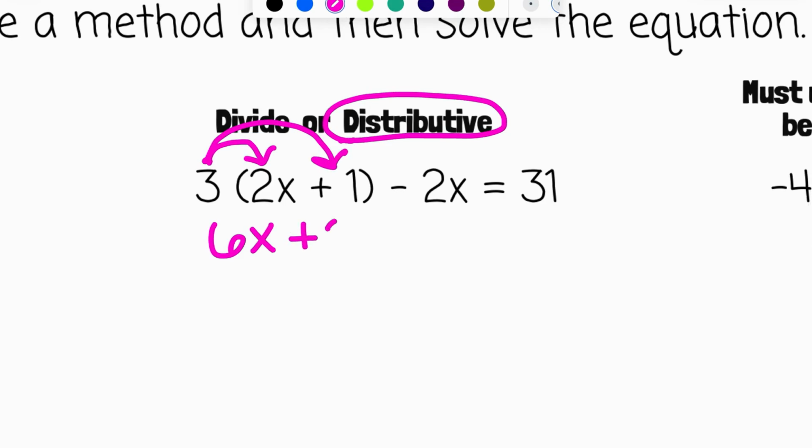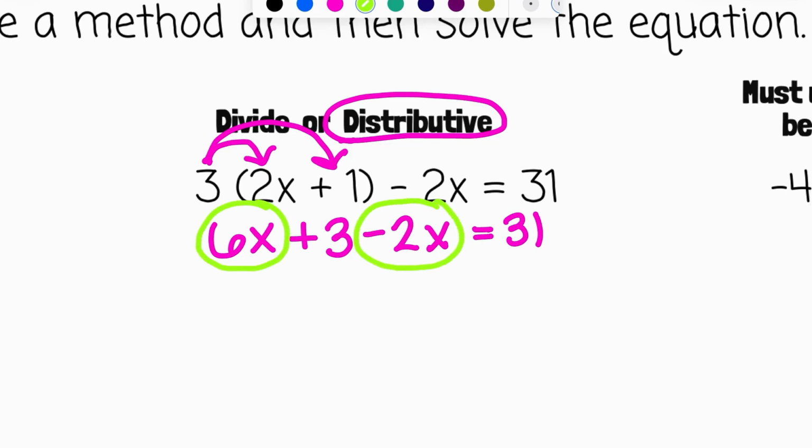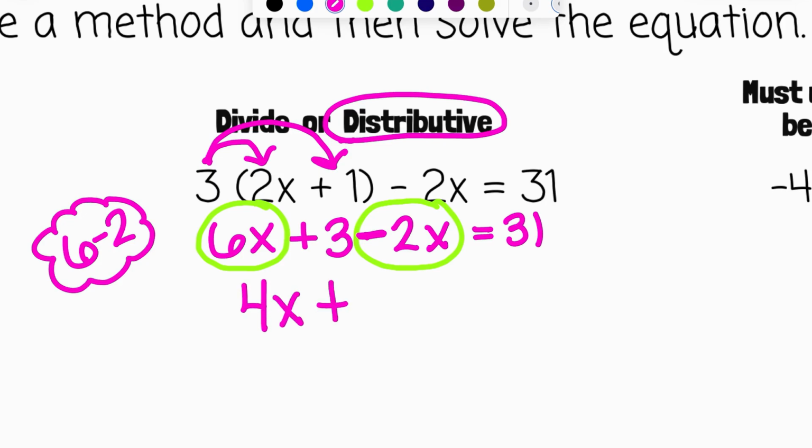3 times 2x is 6x. And 3 times positive 1 is positive 3. That's the only two things that you multiply by the 3. Everything else stays the same, so I'm just going to rewrite it. All right, I want to stop right here because I've got some like terms. I have 6x and I have minus 2x. So in my thought bubble over here, I'm thinking 6 subtract 2. And I'm subtracting because there's a minus right here. That's going to give me 4x. I still have plus 3 equals 31.